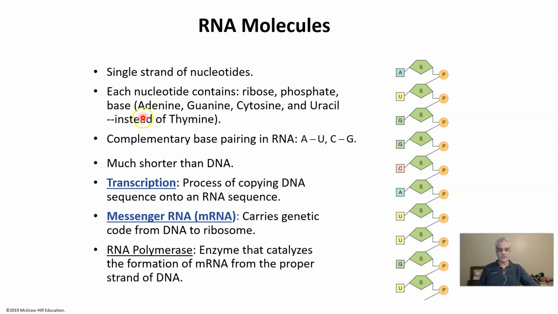One nucleotide is different. You still have adenine in RNA, you still have guanine in RNA, you still have cytosine. That's all the same. The difference here is you have uracil. Uracil is a replacement for thymine in DNA. So uracil takes the place of thymine in RNA. All right? So you have a ribose and a phosphate and a ribose and a phosphate, et cetera, et cetera. You still have that backbone, the sugar phosphate backbone.